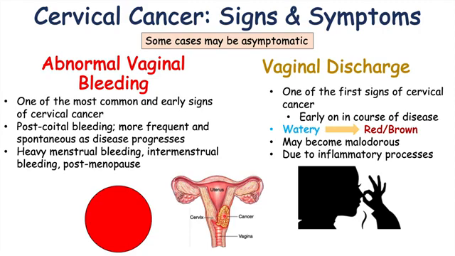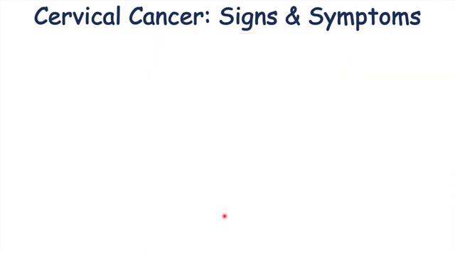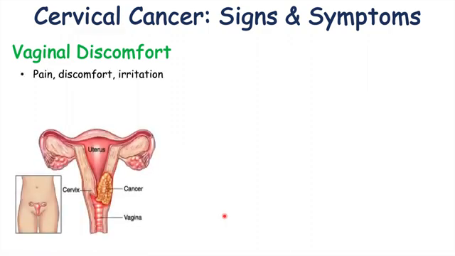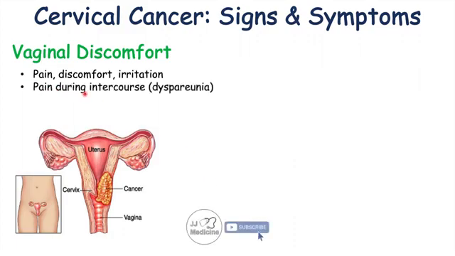So this is also an important finding with cervical cancer as well. Other important symptoms of cervical cancer include vaginal discomfort. So vaginal discomfort is going to be either pain, discomfort, or irritation. This can be found with pain during intercourse as well, so this would be known as dyspareunia. So this can be a finding of cervical cancer.